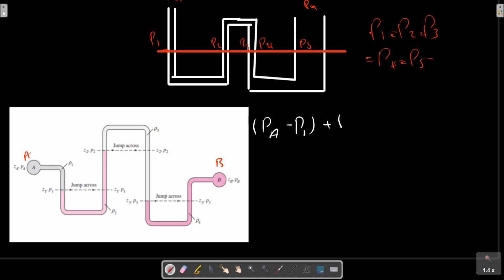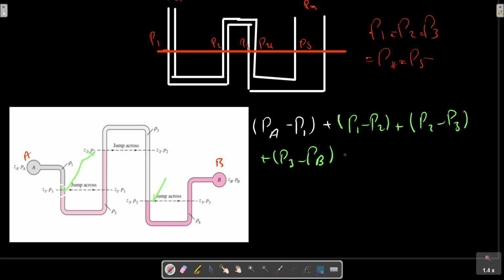plus. For these two elevations, we have P2 minus P1. Because we go from this point to this point, we should write P1 minus P2 plus, we write with green, and next P2 minus P3 at this point, and plus P3 minus PB.